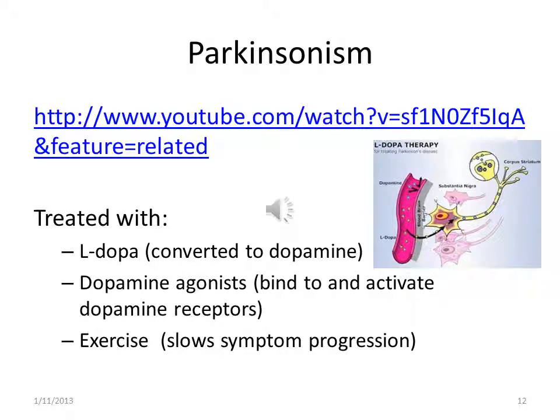Treatment for Parkinsonism is usually to replace dopamine, and you can use that with a drug called L-Dopa, which is converted to dopamine in the brain. You can use dopamine agonists, which bind to and activate dopamine receptors, and also exercise, which has been shown to slow symptom progression. Many physical therapists now say that everyone with Parkinson's disease should be in a regular exercise program.